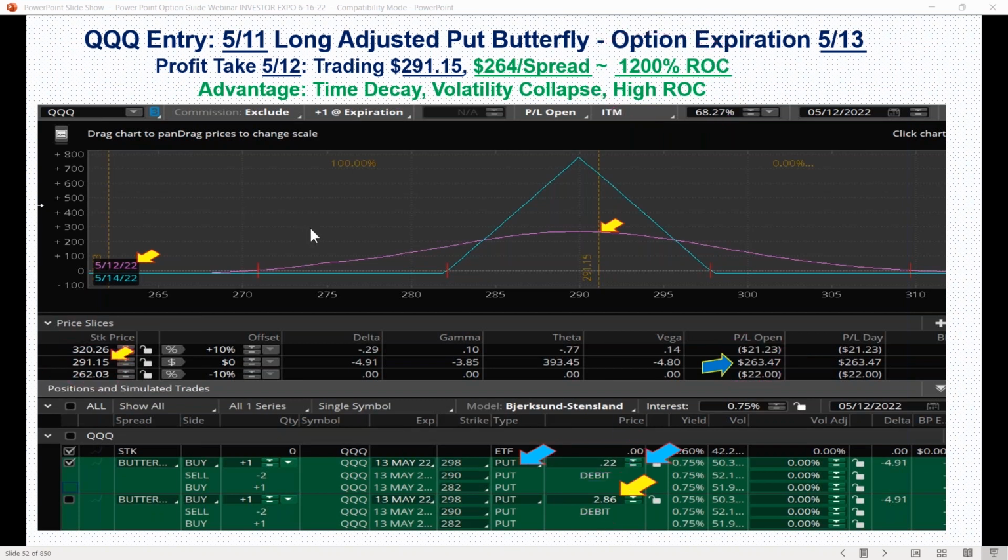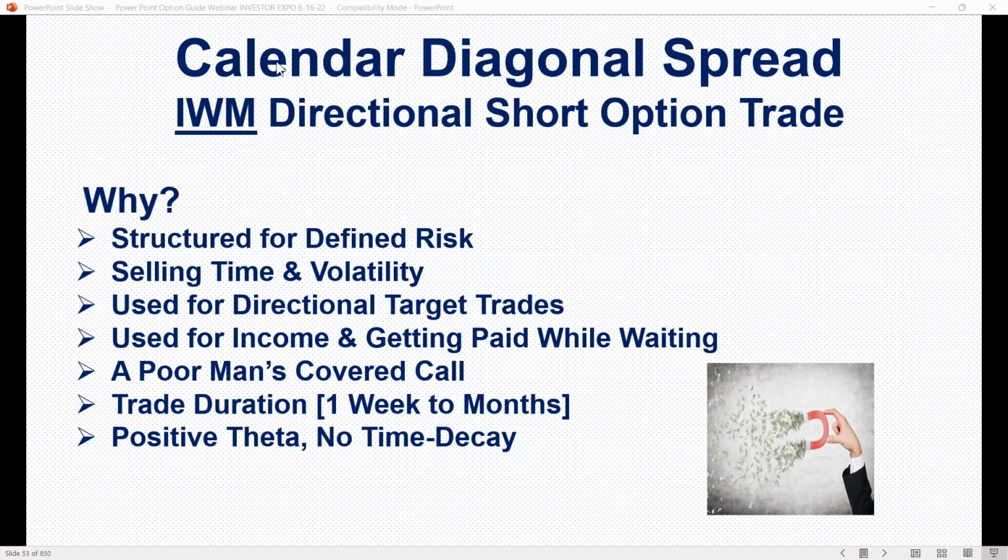So that's the butterfly. Now the next one is what we call the counter diagonal. This is another really favorite. Now this one is on the ETF, the Russell IWM, and this was a short trade. So we set this trade up thinking, okay, IWM is going to go down. We're not exactly sure how long it might take. It could be a week. So we want to structure it to give us enough time for this to work out.